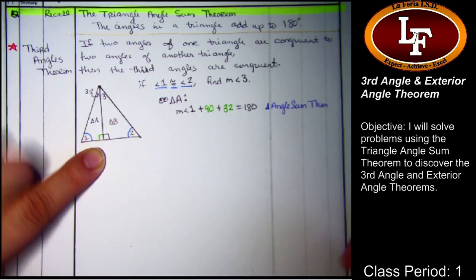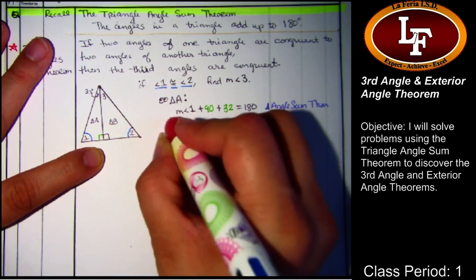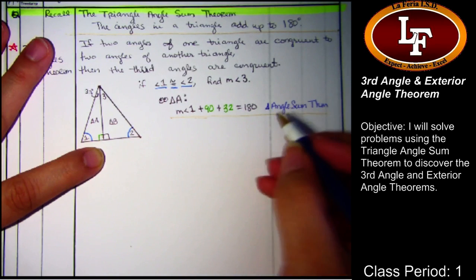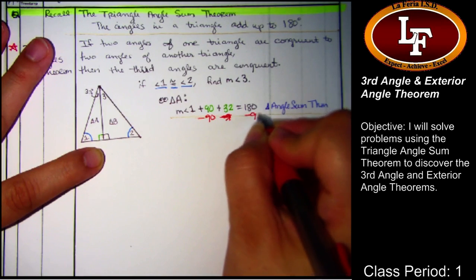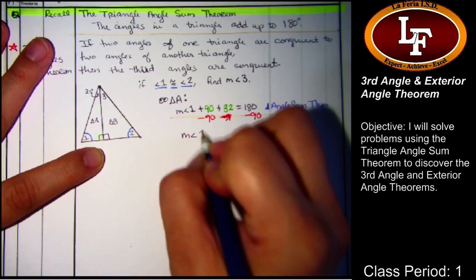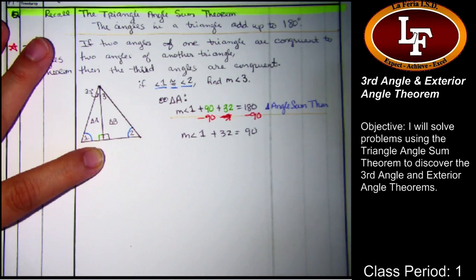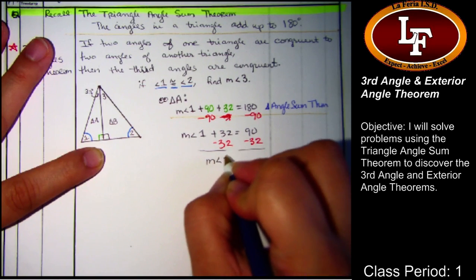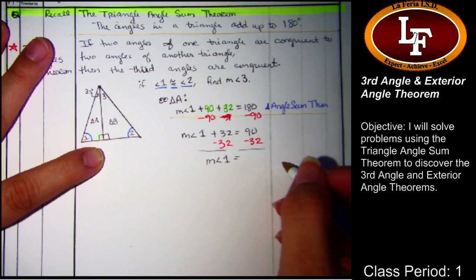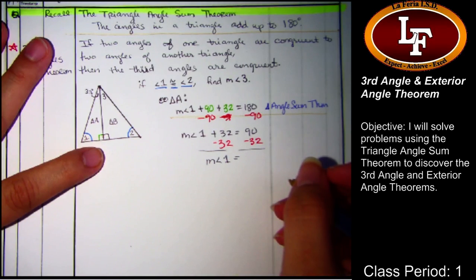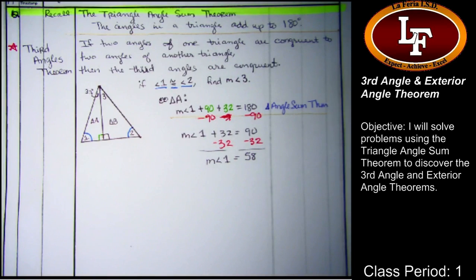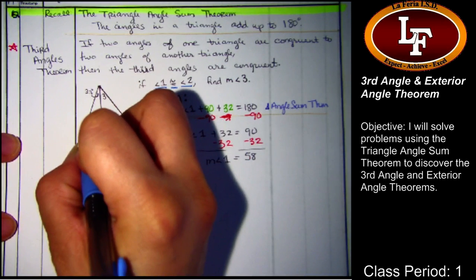Gonna write the reasons in blue today. Okay, let's subtract all these numbers. So measure of angle 1 plus 32 equals 90. Subtract 32. Someone get a calculator, please. 90 minus 32. 58. Where did I get 52 from? From the 2. Exactly. All right, so this angle now we know is 58 degrees.